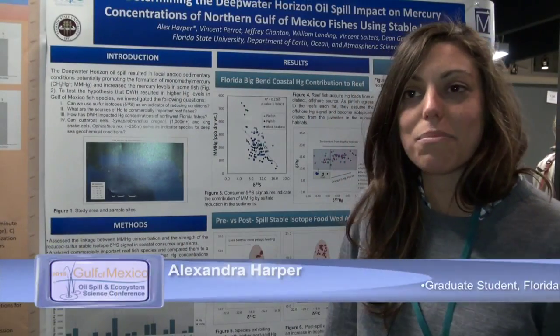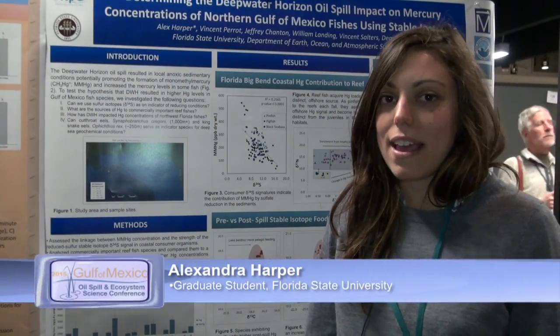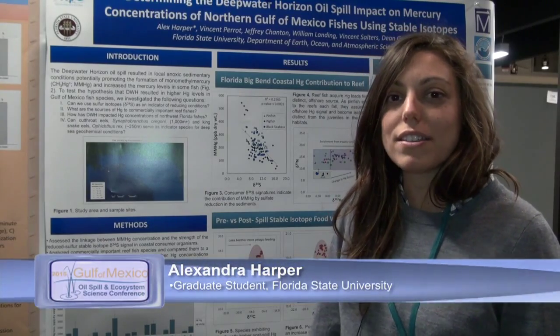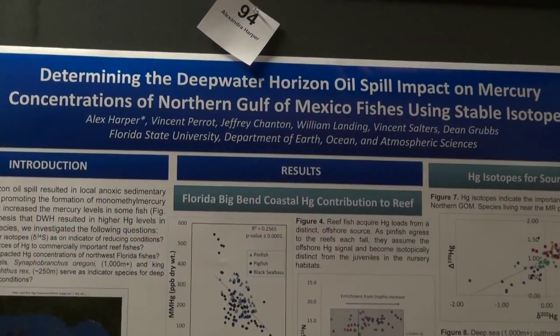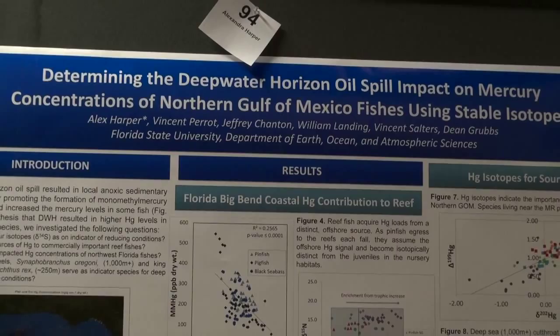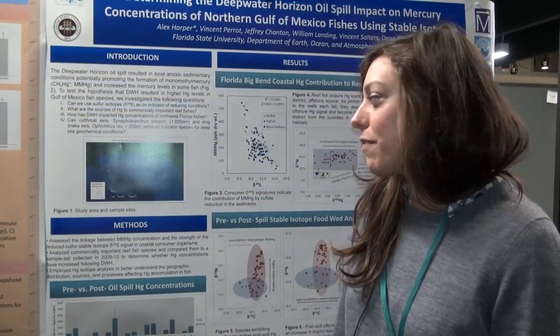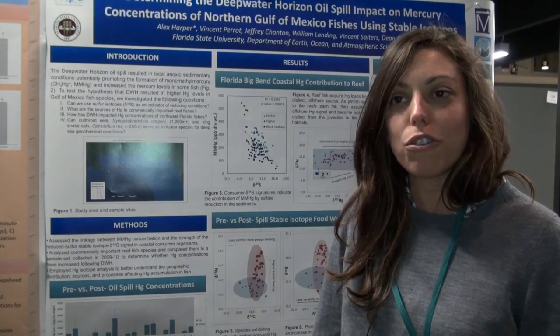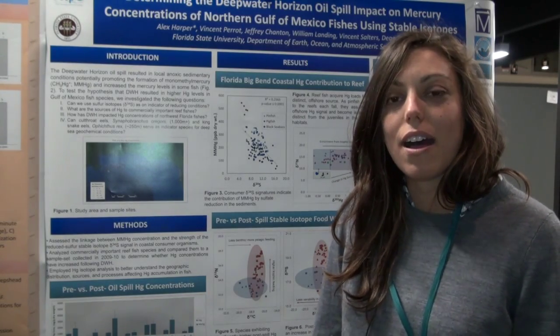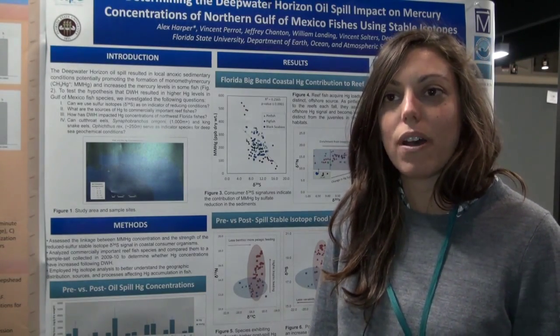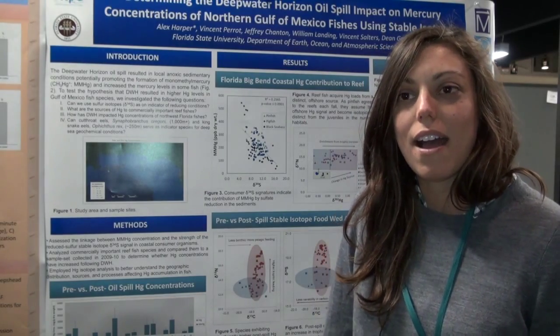The poster here, I'm trying to understand the influence of the Deepwater Horizon oil spill on mercury concentrations in the food web. I assess different species of fish from the Florida Big Bend coastal region out to the reefs and all the way down to 1,000 meters plus.